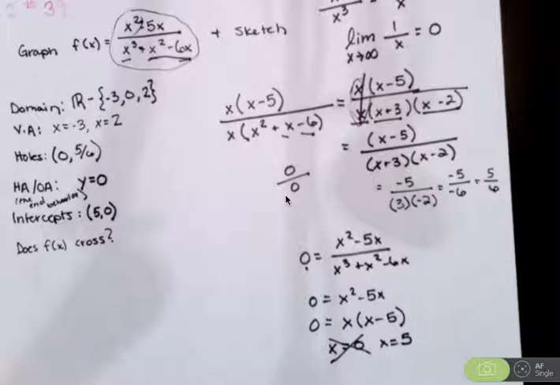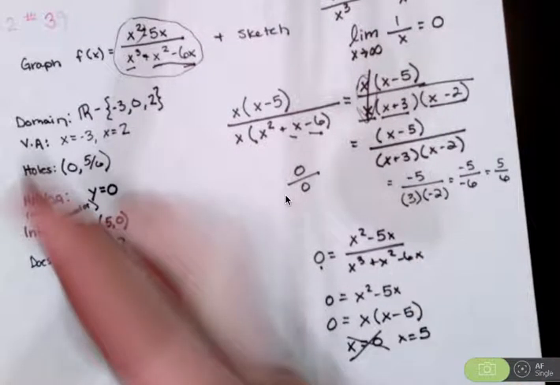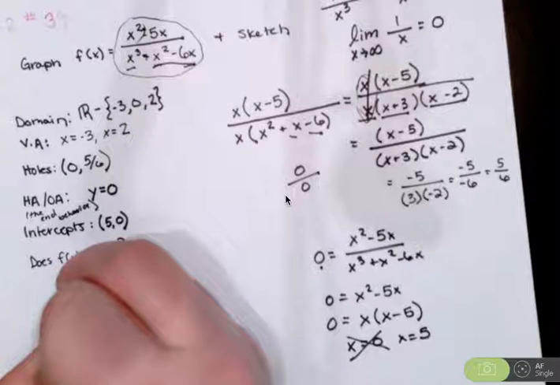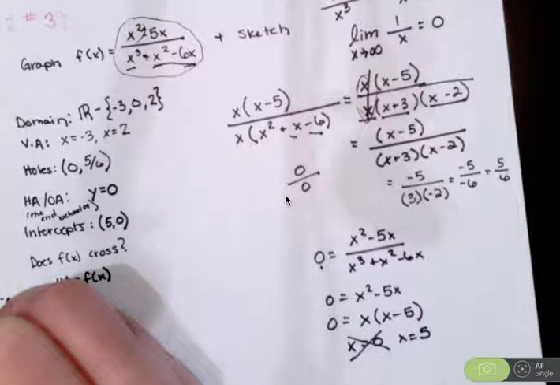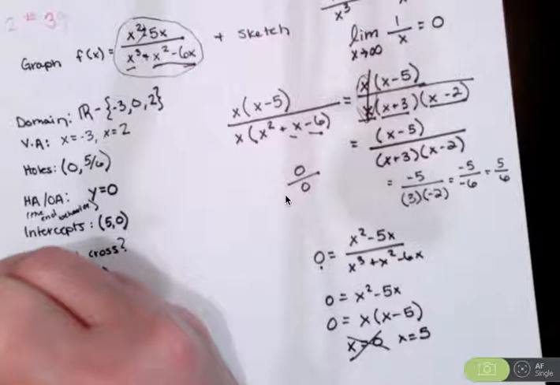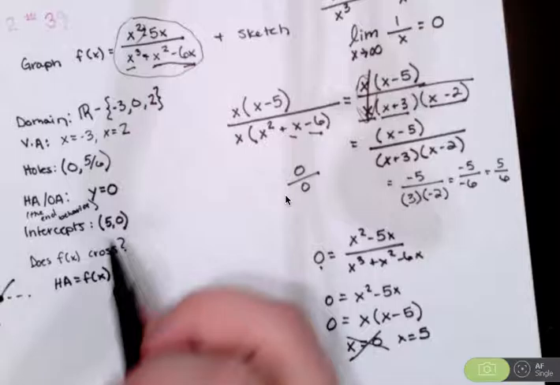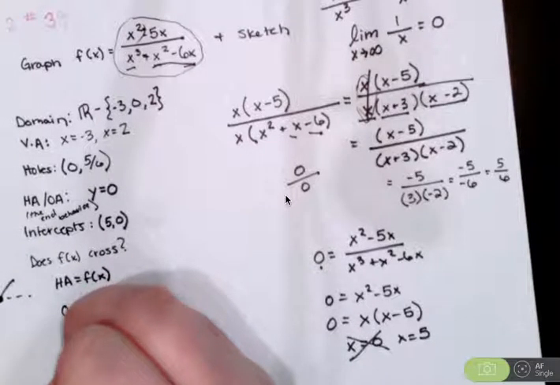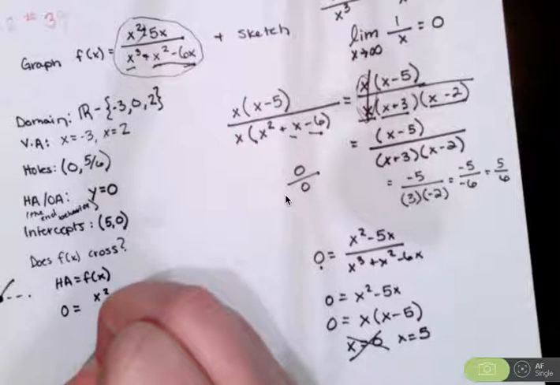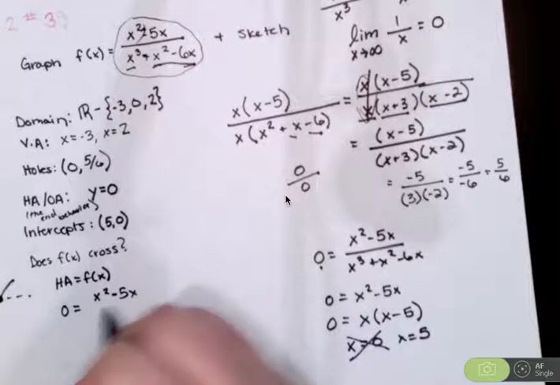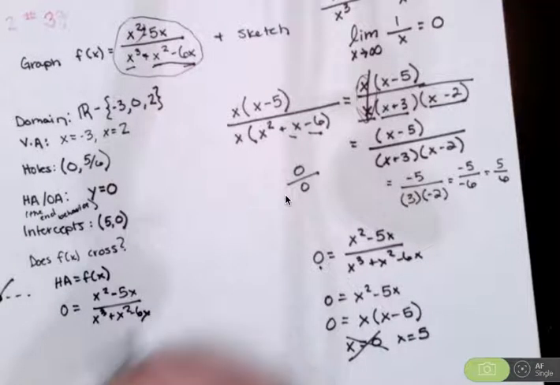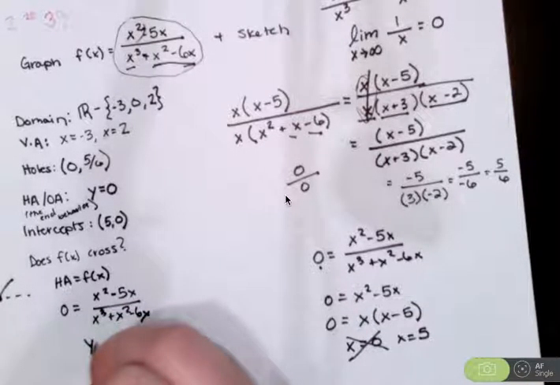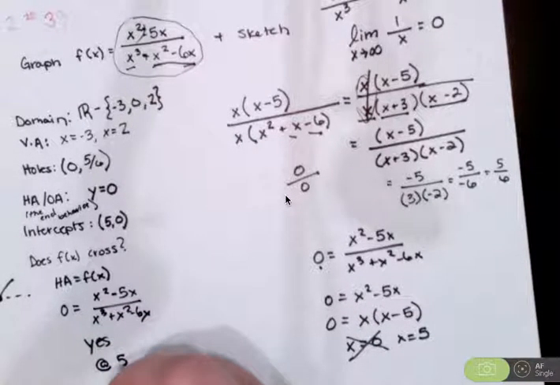Then to figure out, does f of x cross my asymptote? You take your horizontal asymptote and you set it equal to f of x. Because if they cross, that means they would be equal at some point. So my horizontal asymptote is 0. And this looks vaguely familiar. We just solved this, when we solved the asymptote. So yes, it does cross, at 5.